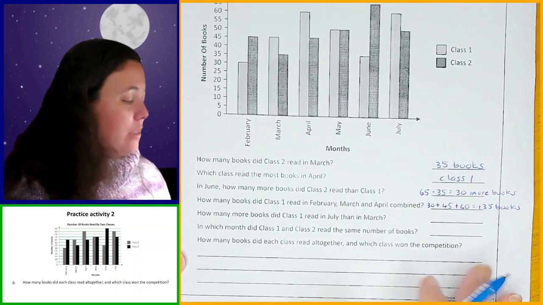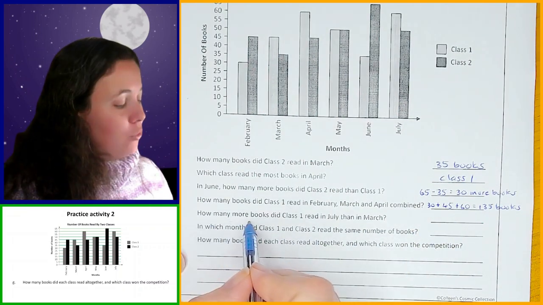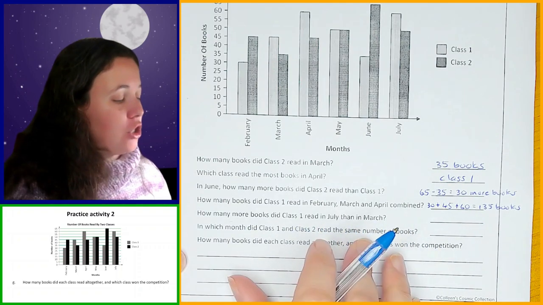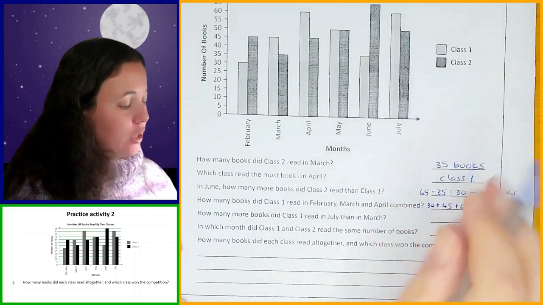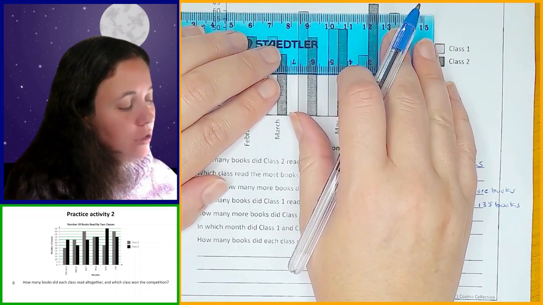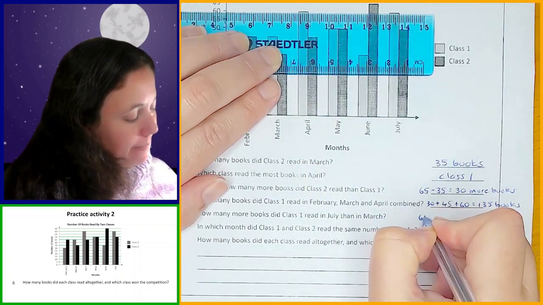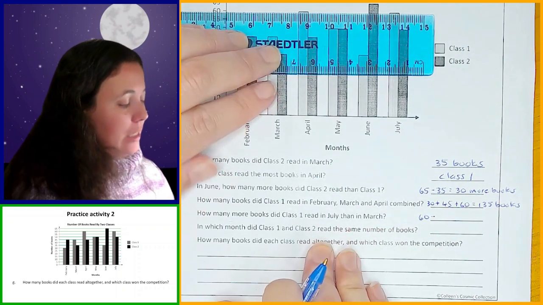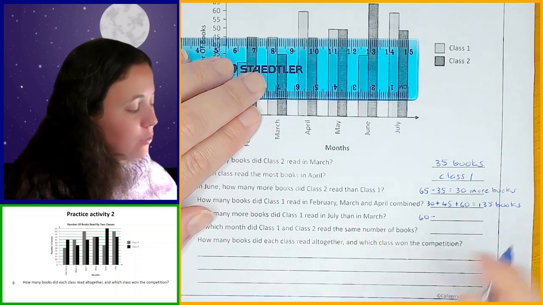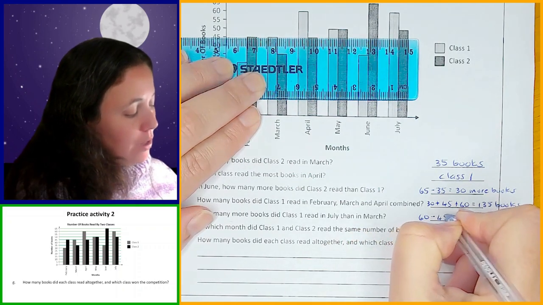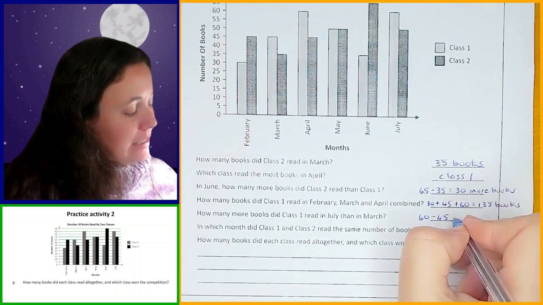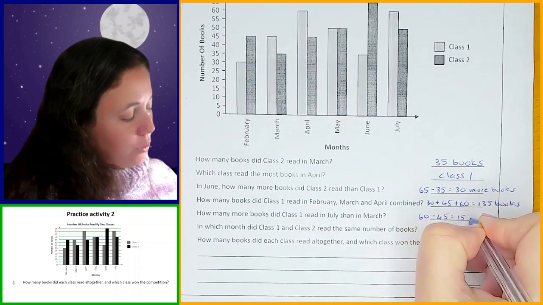Right, then the next question, how many more books did Class 1 read in July than in March? So in July, Class 1 read, over there, 60 books, minus in March, Class 1 read 45 books. We're subtracting because we want to know how many more they read there than there. So I'm subtracting and that gives me 15 more books.